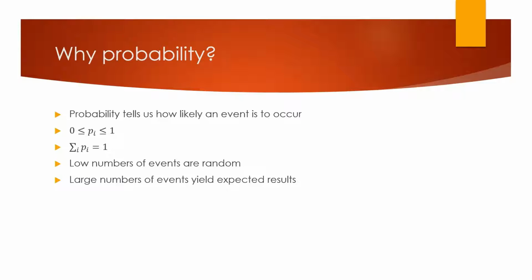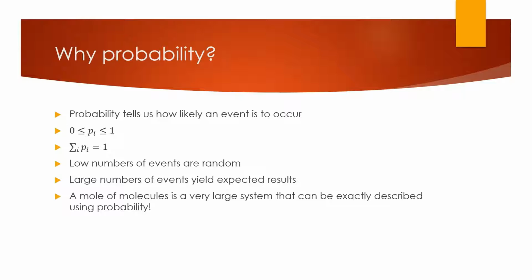Now, why are we using probability in the first place? What does this have to do with chemistry? If we have a mole of molecules, that is a very large system. And if we describe the probability that a single molecule is going to do something, if we have Avogadro's number of them, that's all of a sudden a very, very large number. And we would expect that very large number of things to behave exactly as we would expect with probability theory. And we'll look at that as well in the coming lectures.